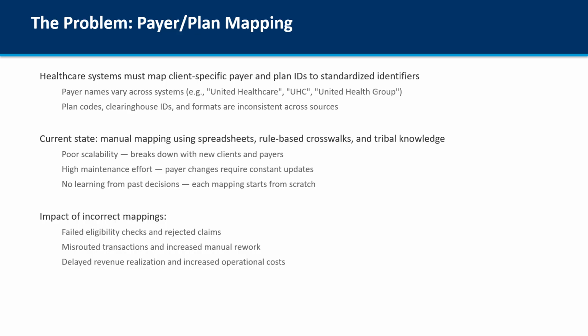Healthcare organizations need to map payer and plan identifiers across multiple systems like electronic health records, clearinghouses, and payer systems. However, the same payer or plan often appears under different names, codes, or formats across systems. As a result, organizations rely on manual mapping and rule based crosswalks, which are time consuming, error prone, and difficult to scale. These mapping errors directly lead to failed eligibility checks and rejected claims, and increased manual work and other downstream impacts to business.